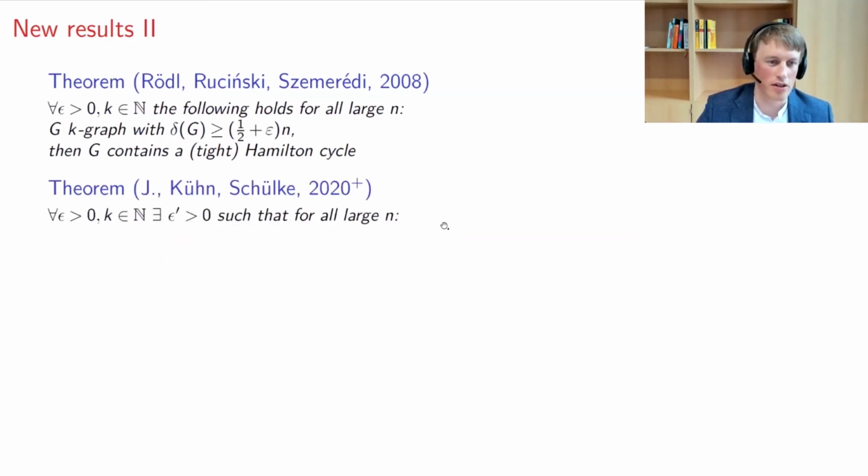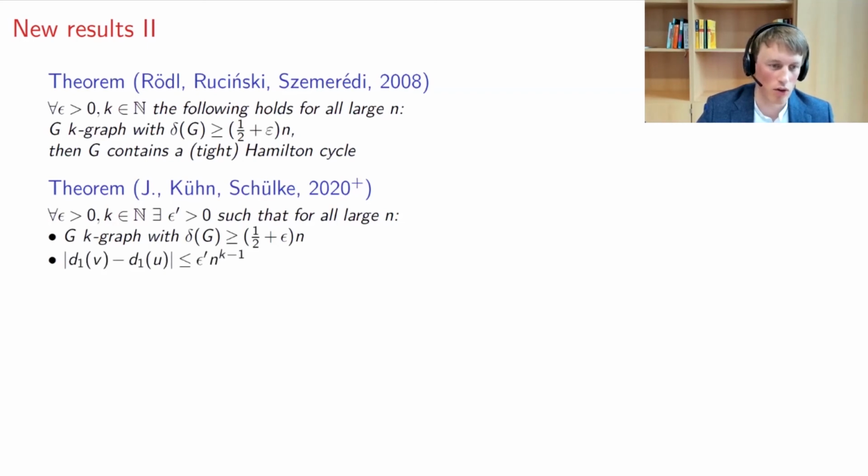So the second result is joint work also with Markus Kühn and Bjarne Schilke, now from Hamburg. And we have almost the same setup. So we have for all epsilon, for all k, and then we even have an epsilon prime, which will help us, and something holds for all large n. So we have the same assumption to at least guarantee one Hamilton cycle.